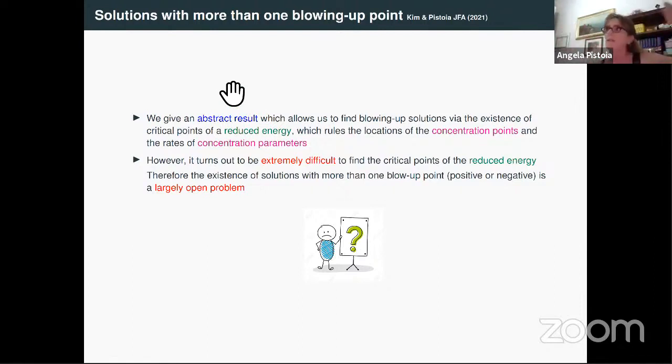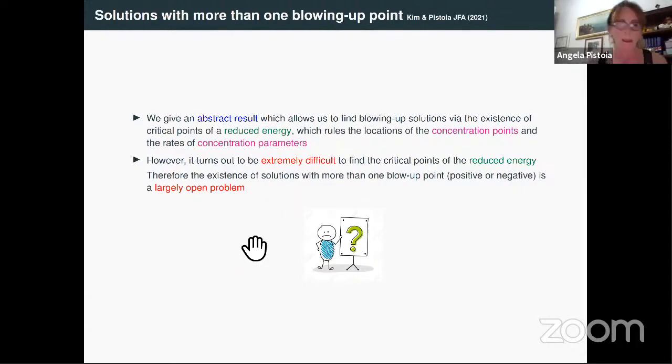The previous result was about only one blow-up point. Here I'm talking about solutions with more than one point. For example, if I want to look for a sign-changing solution with one positive blow-up point and one negative blow-up point, I can write the reduced energy, but it is extremely difficult to find a critical point. And indeed, the existence of solutions with more than one blow-up point is a largely open problem.